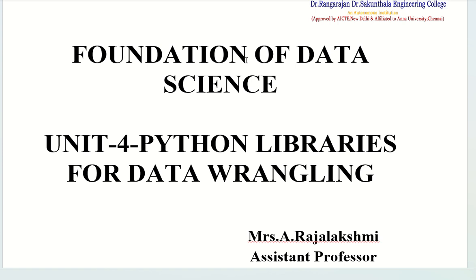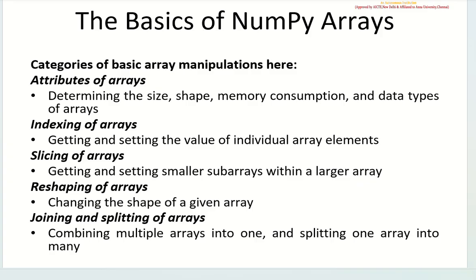Today we'll see about the subject Foundation of Data Science, and in that we'll discuss Unit 4, which is Python libraries for data wrangling. The term data wrangling means converting raw or messy data into a structured format. This process is also called data munging. For converting, we'll use Python libraries. We'll discuss the topics.